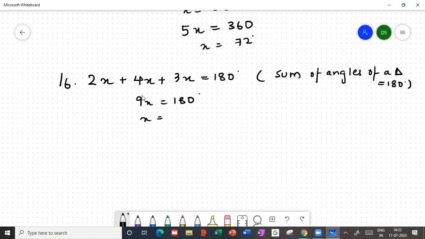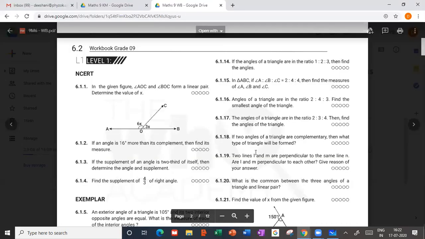X is equal to 180 by 9, or 20. Right? So which will be the smallest angle? 2x, which is 40. Awesome. Yes. So I'll just write here. The smallest is 40, next is 60 and next is 80. Cool. So you got it. Okay.